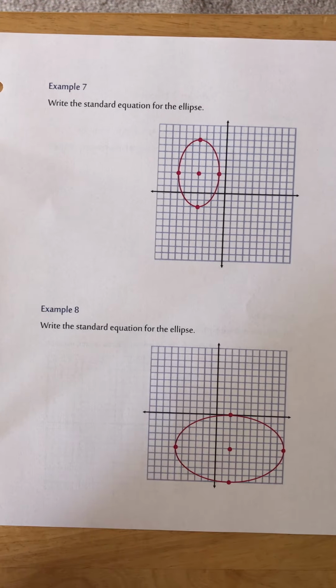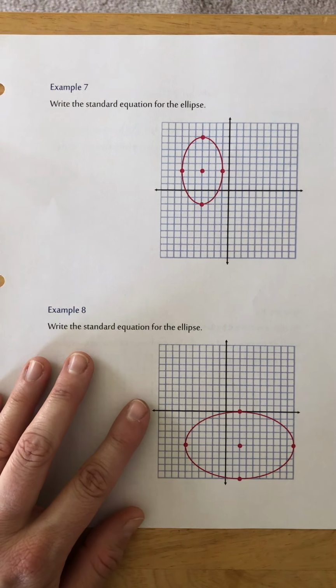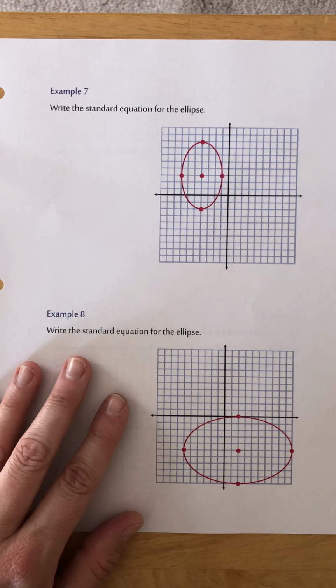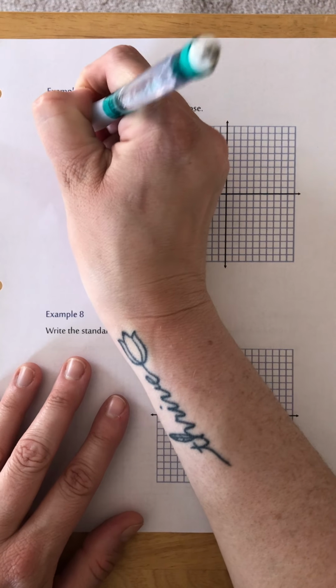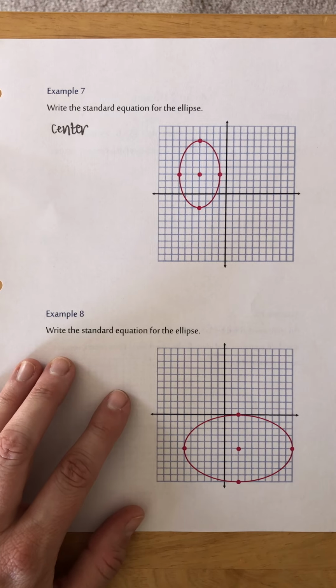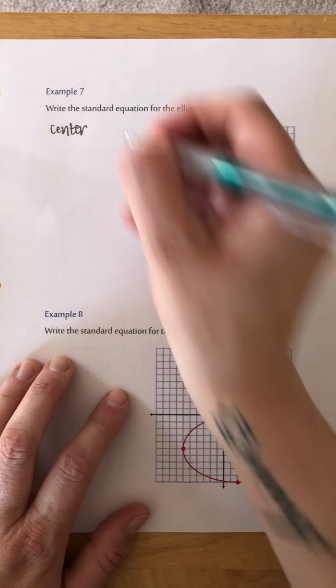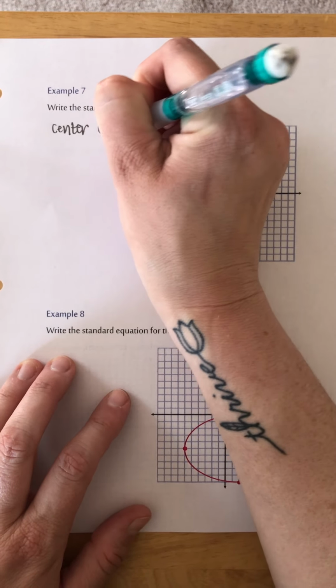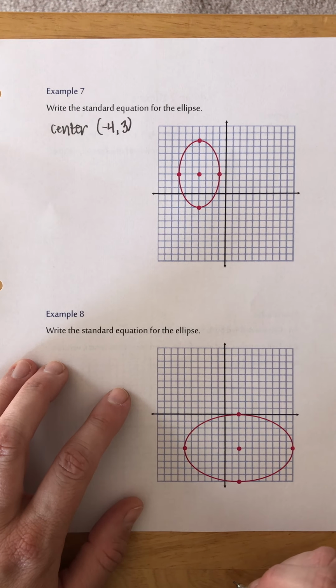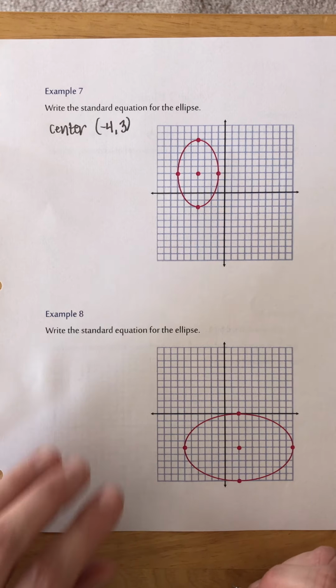Okay, so example 7, kind of working backwards. We have a picture. We're going to come up with the equation. So one of the things that you want to immediately start off with is finding the value for your center. Where is the center? What are the coordinates? Well, in this particular picture, it is at -4, +3. So I now know the h and the k. Now, what else do I need to know?